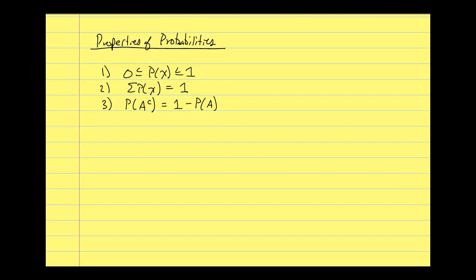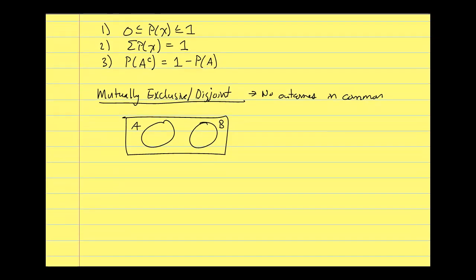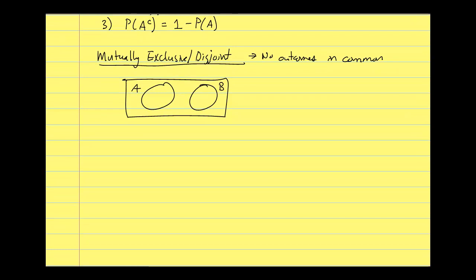Now we've also talked about mutually exclusive events. Another name for mutually exclusive, just as a quick review, is disjoint. We know from the Venn diagram perspective that this basically looks like two events that do not overlap, event A and event B. So they have no outcomes in common. Don't forget, if you see disjoint, that means the same as mutually exclusive.